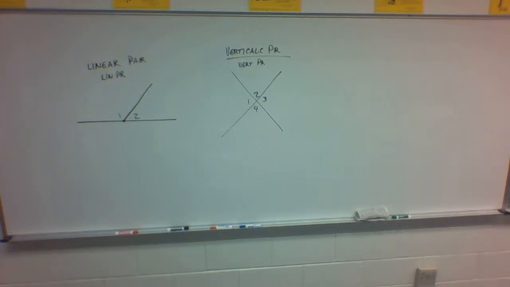You see the 4 and 5 together form a linear pair? The line part of it is this right here. The linear part. What are we on?